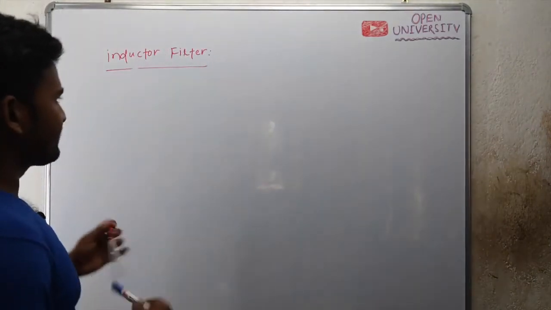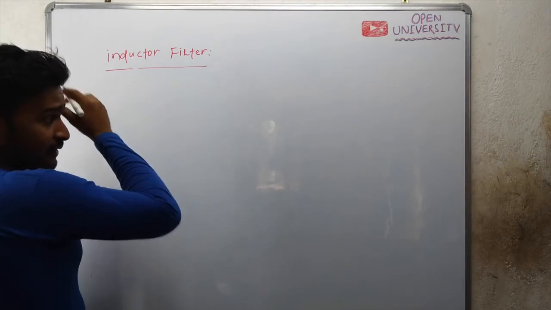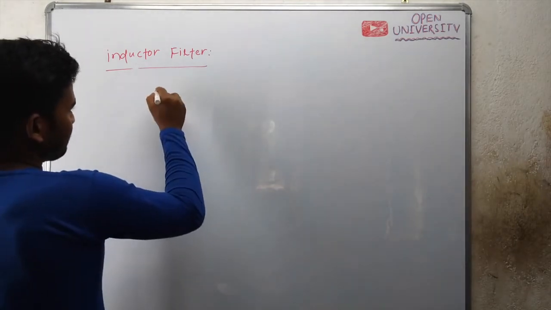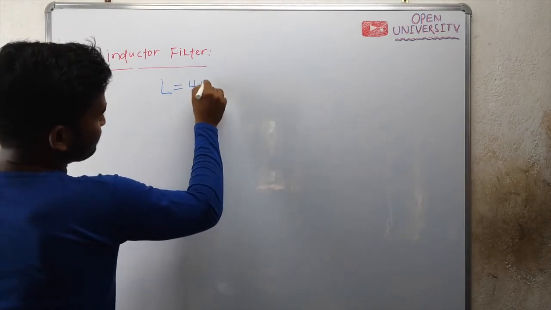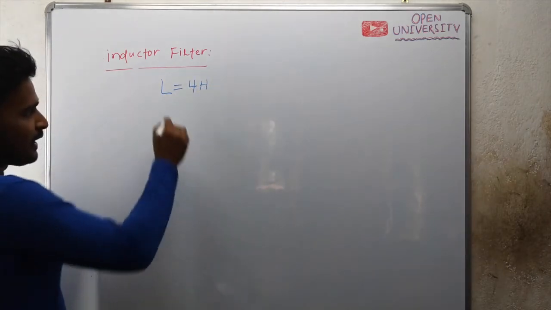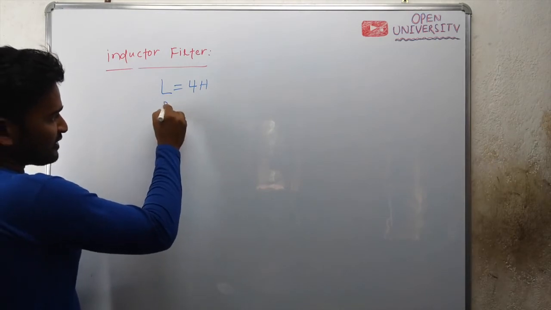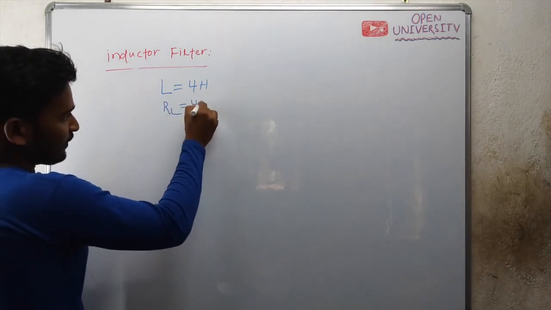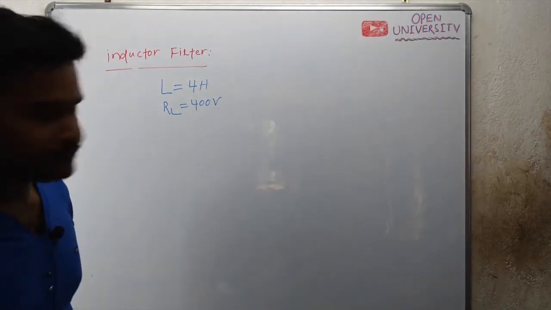What are the data given? It is given that a full wave rectifier uses an inductor of 4 Henry. The inductance of the inductor is 4 Henry, and it is connected in series with a load of 400 ohm. Means RL is 400 ohm.